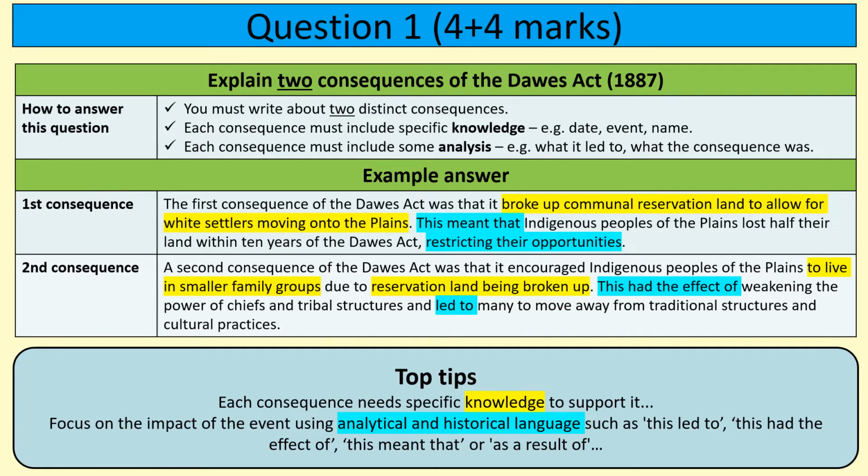First consequence. The first consequence of the Dawes Act was that it broke up communal reservation land to allow for white settlers moving onto the plains. This meant that indigenous peoples of the plains lost half their land within 10 years of the Dawes Act, restricting their opportunities. A second consequence of the Dawes Act was that it encouraged indigenous peoples of the plains to live in smaller family groups due to reservation land being broken up. This had the effect of weakening the power of chiefs and tribal structures and led to many moving away from traditional structures and cultural practices.